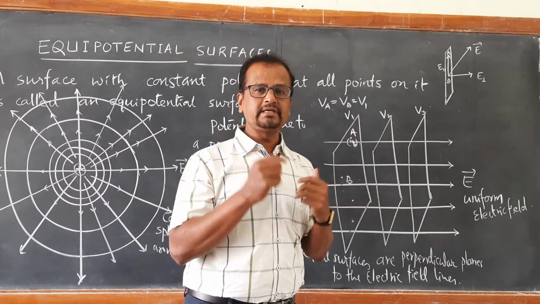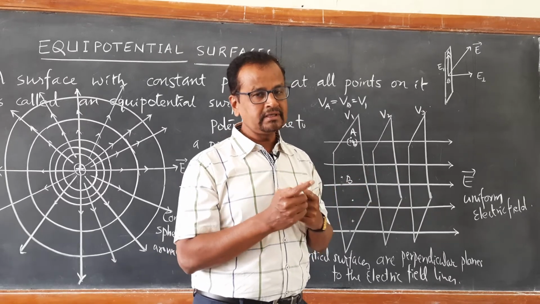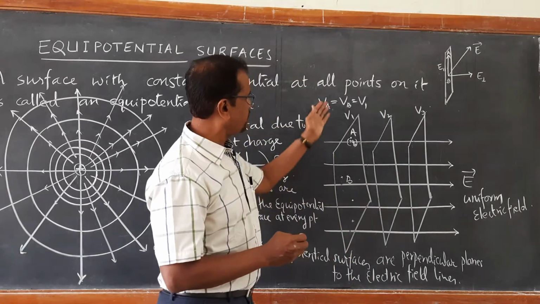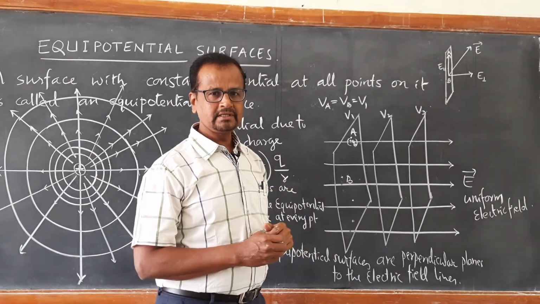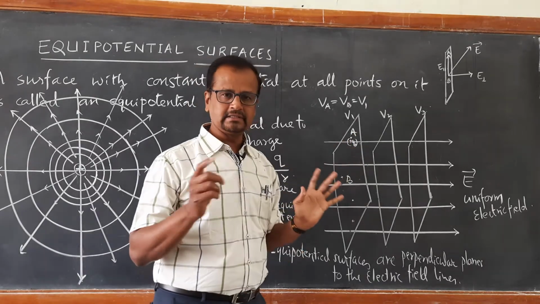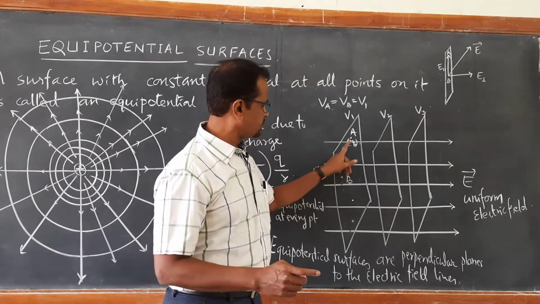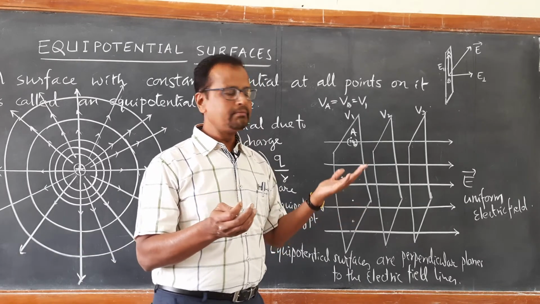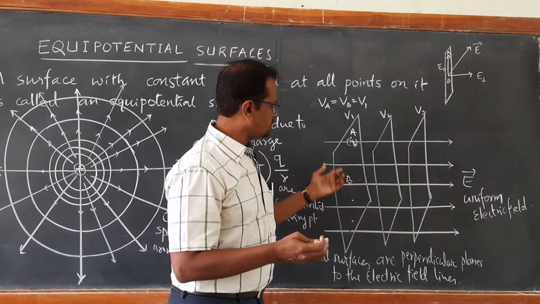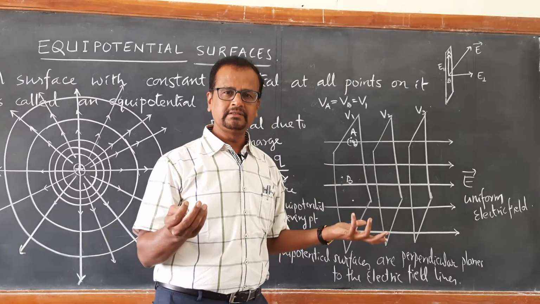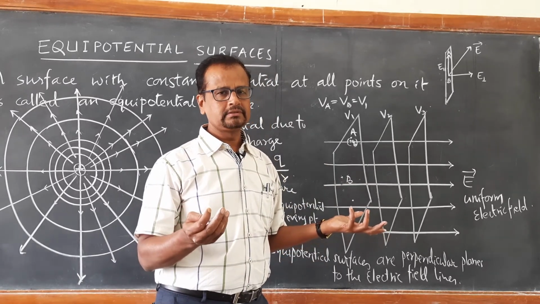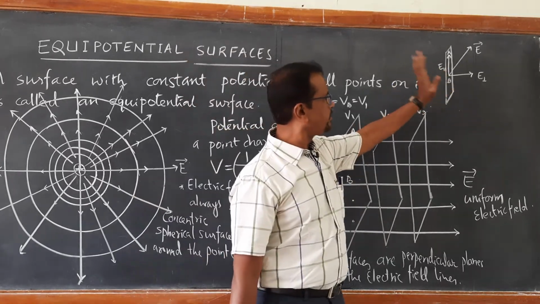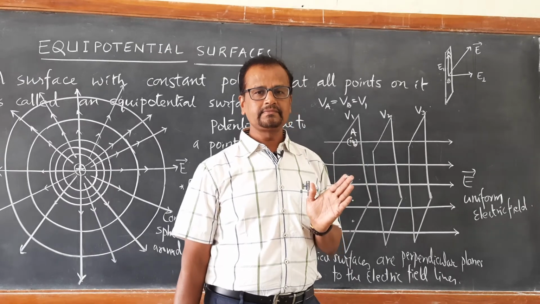If non-zero work is done per unit charge, it means what? There exists some potential difference. But according to the meaning of equipotential surface, potential at every point is the same. So potential difference between these 2 points is 0. So work done per unit charge in moving a test charge from one point to another point should be 0, right? So that implies there exists no parallel component of electric field.